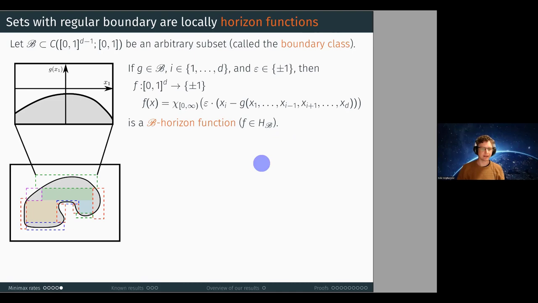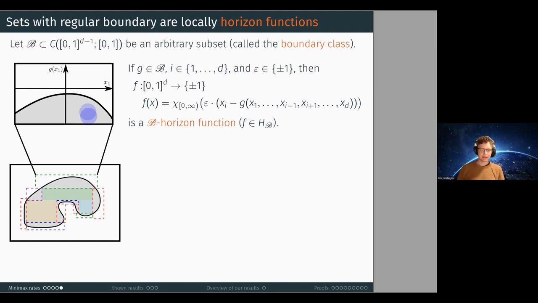And then first, let me say what the general horizon function is. A horizon function is where you take some function g from this class, which takes d minus one inputs. The horizon function classifies everything under the curve as one and everything above the curve as minus one, or vice versa. You can do both. You can also pick the coordinate which is the free coordinate, and the other coordinates you plug into g. So you could also consider the area to the right or to the left of the curve. This would be a horizon function. Of course, I can only draw a two-dimensional picture, but in general it's d-dimensional.